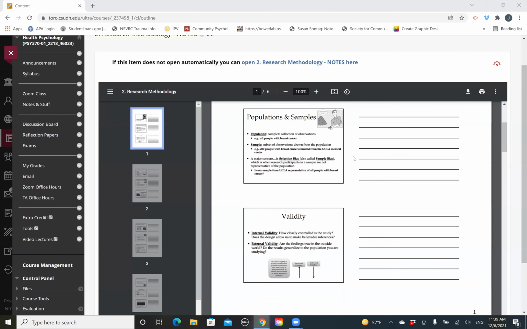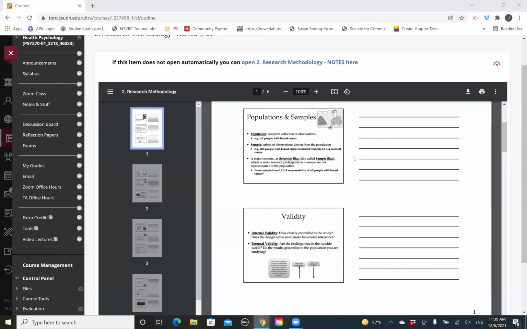So validity, again, know the differences between these two. Internal validity: how closely controlled is the study, and does the design allow us to make believable inferences? So how much control do you have over the study? How much has gone into the design? Is the methodology sound?